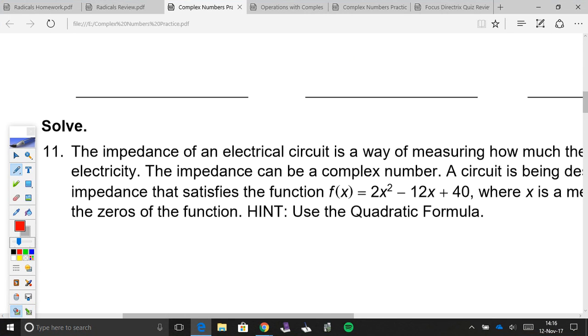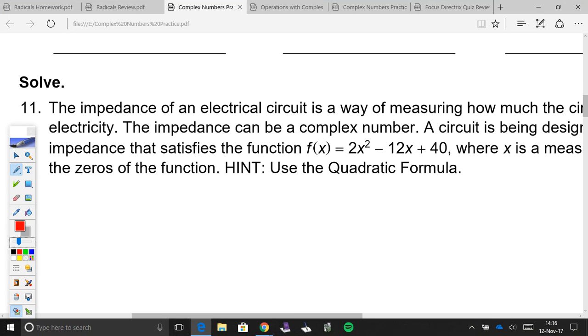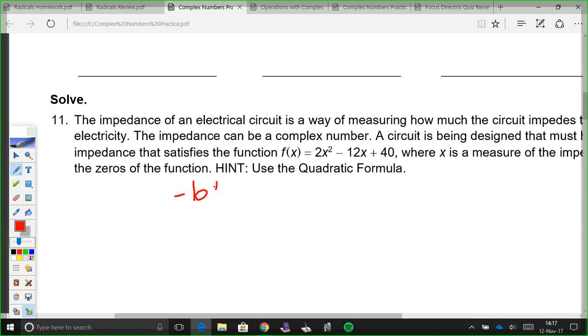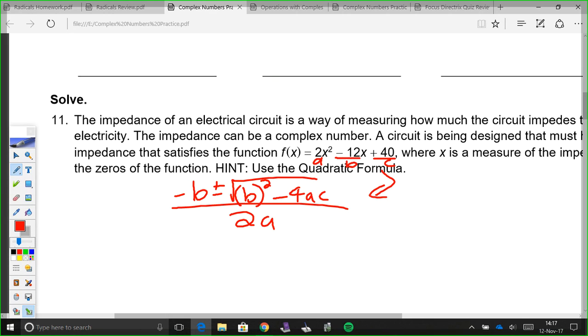Alright, number 11 is a quadratic. Use your quadratic formula to solve this. Okay, your quadratic formula is negative b plus or minus the square root of b squared minus 4ac over 2a. Now here you have 2 as your a, negative 12 as your b, and then 40 as your c. So plug those numbers in, work your formula out, and see what you get as a result.